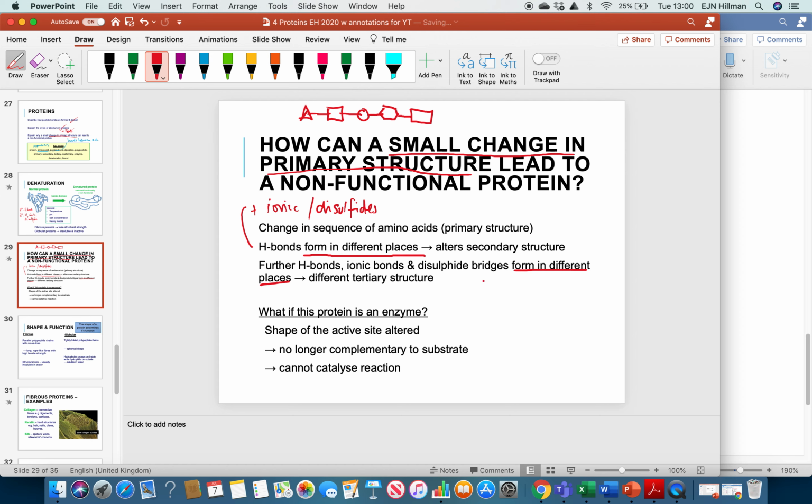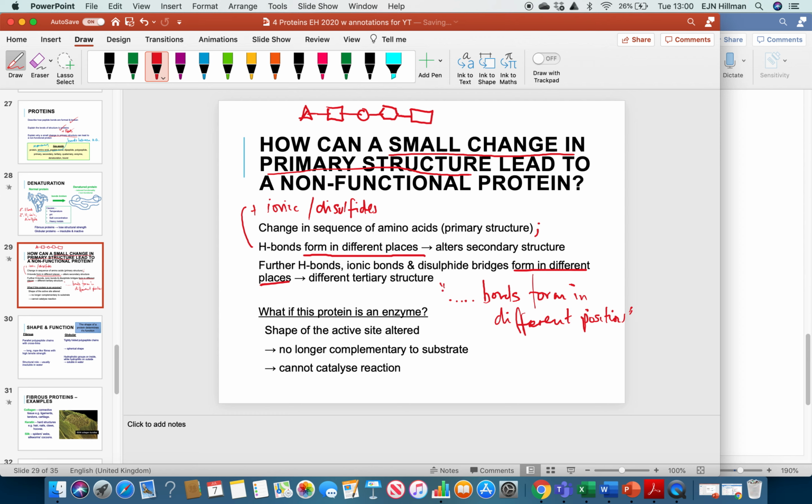So the idea that the bonds, whatever they are, hydrogen, ionic, disulfide, form in different places or positions is really vital. Okay, that will always be one marking point. So change in the sequence of the amino acids is a marking point. Hydrogen bonds or ionic bonds or disulfide bonds forming in different positions is always a second marking point.